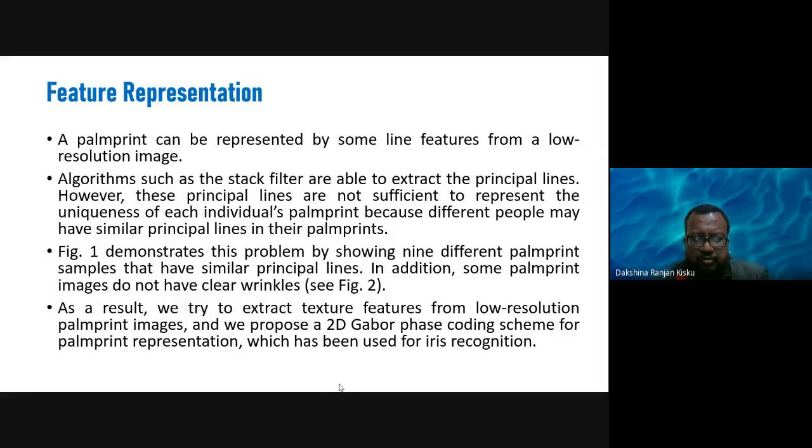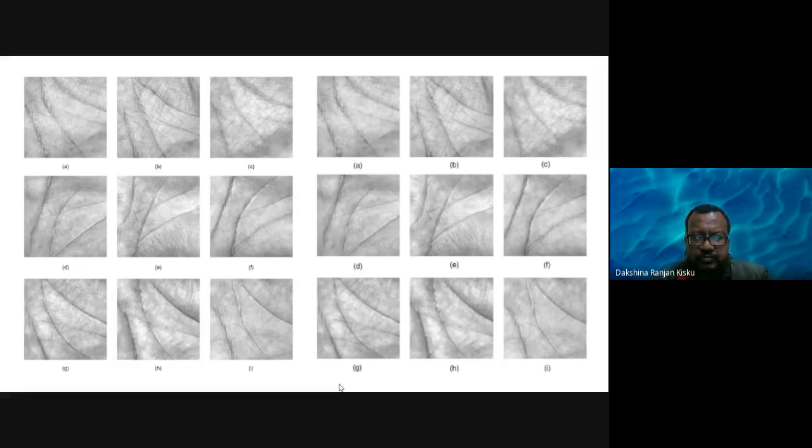Now, to extract the texture features, we can use the two-dimensional Gabor filter. This two-dimensional Gabor filter is also used in fingerprint verification or identification. In this slide you can see the first nine images on the left hand side and the next set of nine images on the right hand side. On the left hand side, these nine images are obtained from nine different persons, or subjects. They are found to be very similar. That means their principal lines are very similar. So in this case, the false acceptance rate will increase.